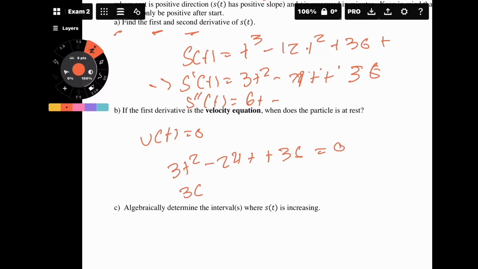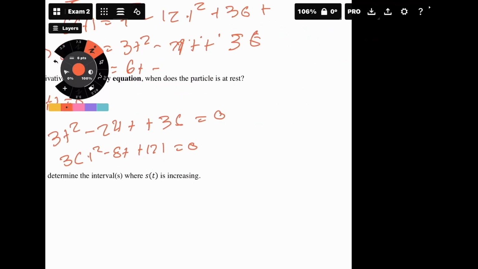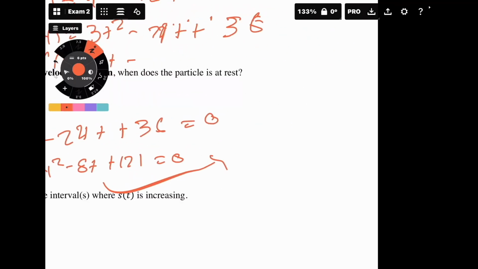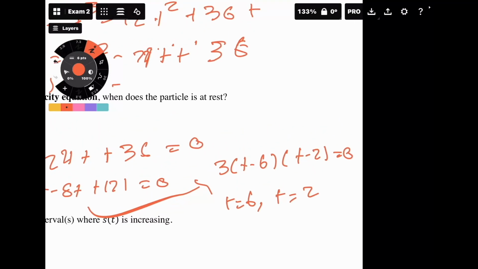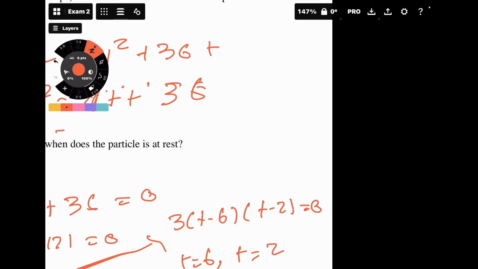We can factor a 3, so we can do t squared minus 8t plus 12 equals 0. From this, we can factor even more: 3 times (t minus 6) times (t minus 2) equals 0. So we know t equals 6 and t equals 2. So the particle is at rest at 2 minutes and 6 minutes.